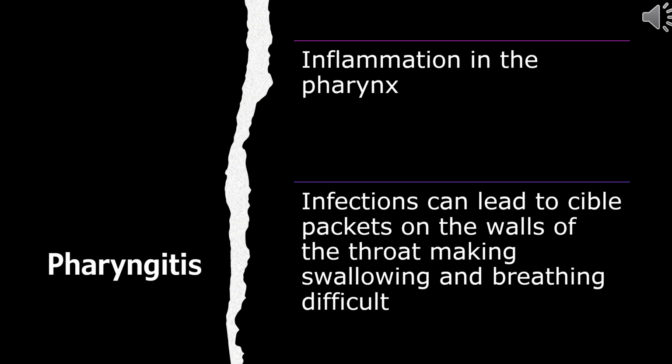So moving on to, I believe, my third disease, which is going to be pharyngitis. Basically, it's inflammation in the pharynx or the throat. This inflammation can cause, obviously, throat pain, but also swelling. And the infection can lead to noticeable packets on the walls of the throat, making swallowing and breathing difficult.